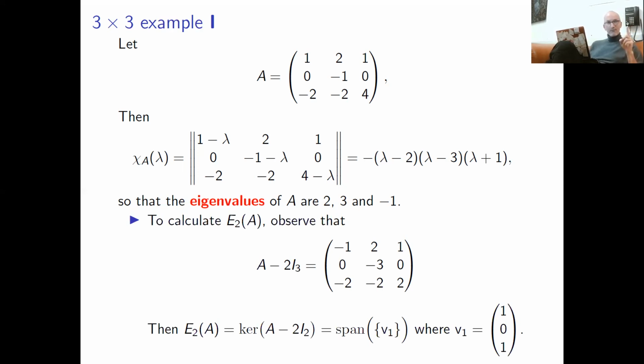But remember, by definition, the determinant of this matrix is 0. So it means its rank is not 3. If the rank of the matrix is 3, then the determinant must be non-zero. We found these eigenvalues in such a way that the determinant is 0. So this matrix has a 0 determinant, so its rank is 2 or maybe less. We will see it's actually 2.